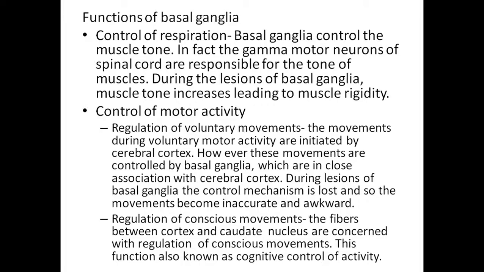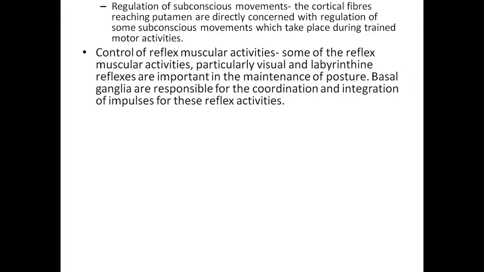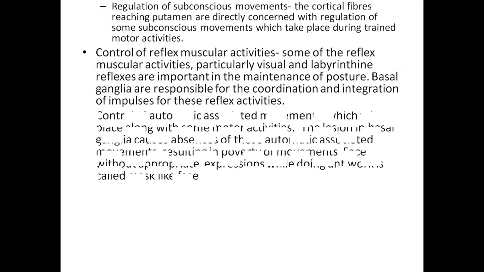Regulation of conscious movements. The fibers between the cortex and caudate nucleus are concerned with regulation of conscious movements. This function is also known as cognitive control of activity. Regulation of subconscious movement. The cortical fibers reaching the putamen are directly concerned with regulation of some subconscious movements which take place during trained motor activities. Control of reflex muscular activity. Some of the reflex muscular activities, particularly visual and labyrinthine reflexes, are important in the maintenance of posture. Basal ganglia are responsible for coordination and integration of impulses for these reflex activities.